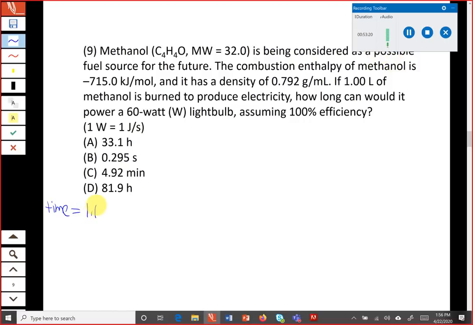So we have 1 liter of methanol, C4H4O. The first thing is to convert it to moles because the combustion enthalpy is in kilojoules per mole, as it normally is. So how do we convert liters into moles? For a liquid, that's a 3-step process. Once we have the volume, we can convert it into mass using the density, but that requires us to go to milliliters first, because the density is grams per milliliter.